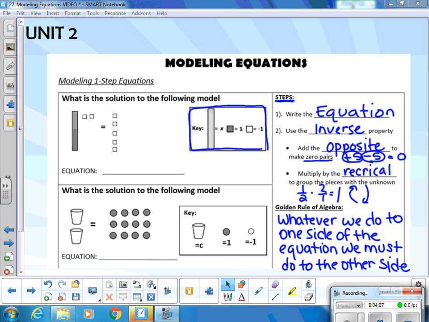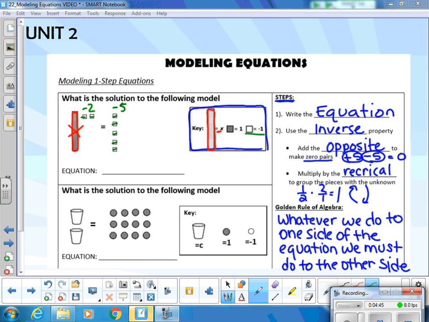So let's look at these examples that we have. The first one says, what is the solution to the following model? Well, if we look at our model, we have this long shape here, and if we look at our key, the key says this long shape is equal to an x. So I'm going to put that is an x on my paper. Then I have two white squares, and if I look here, that white square means a -1, so that's like a negative and a negative. If I have two negatives, that's -2. And then I have 1, 2, 3, 4, 5 negatives here, so that's a -5.